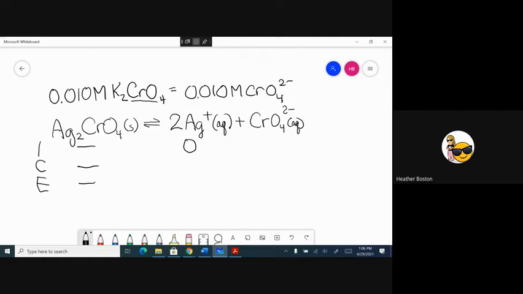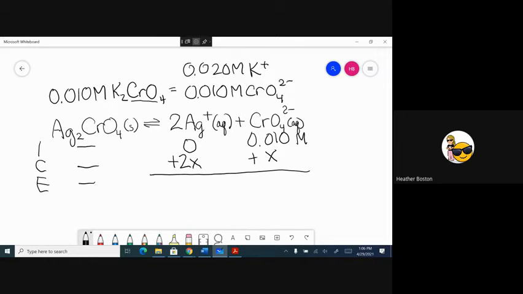But if they asked you about potassium ions, you're going to get two ions for each one piece of potassium chromate that dissolves. But they asked us about chromate, so 0.010 molar is going to be what we start with. You're going to get two pieces of silver and one piece of chromate. So at equilibrium, the concentration of silver will be 2x. The concentration of chromate will be 0.010 plus x.